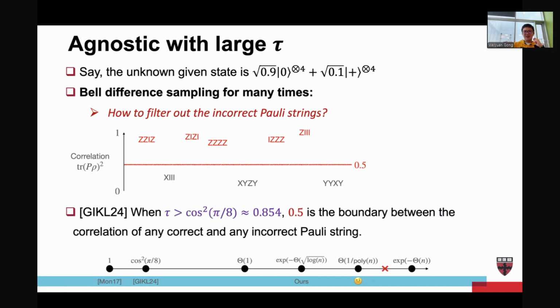And they just argue that, so what Grewal et al. argue is that when tau is larger than 0.85, then 0.5 is the boundary between the correlation of any correct and incorrect Pauli strings.